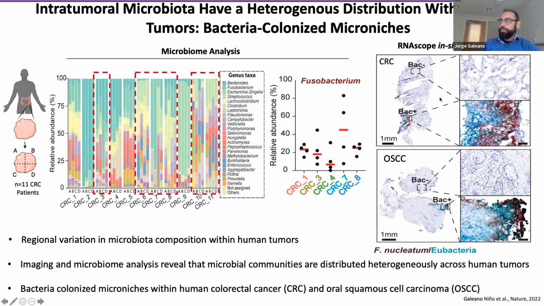Also, by using imaging analysis based on RNAscope, we found that there are regions of the tumor that contain high densities of bacteria. And when we analyze other regions of the same tumor sample, we found that there are regions that don't contain bacteria, confirming that the tumor microbiota are located in specific microniches.